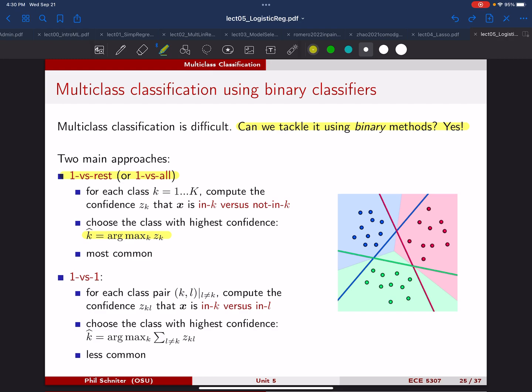If you do that here, it would actually result in these boundaries, because if you think through it, that approach would result in these boundaries. So this is, I would say, the most common approach to building a multi-class classifier with a set of binary classifiers, and this is what we're going to focus on. Yes.